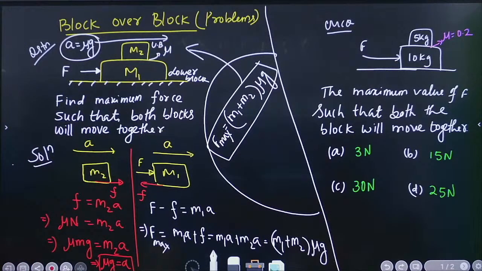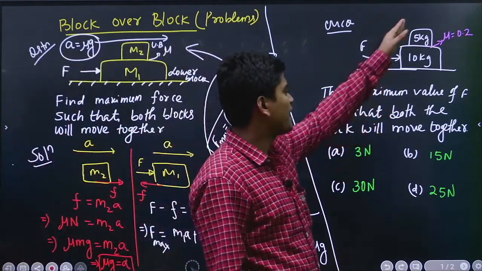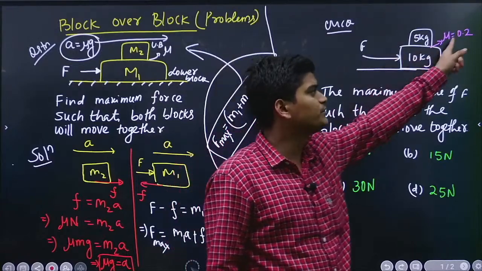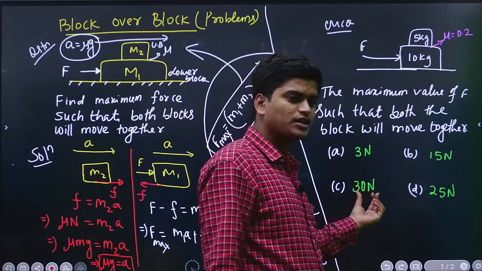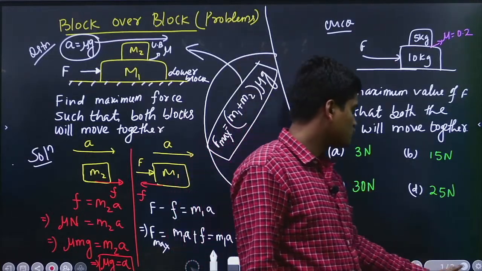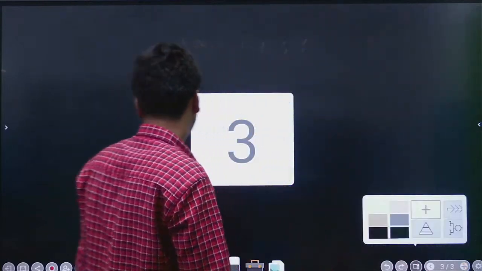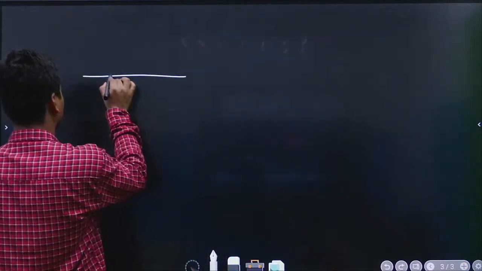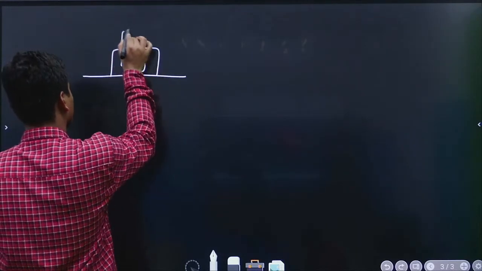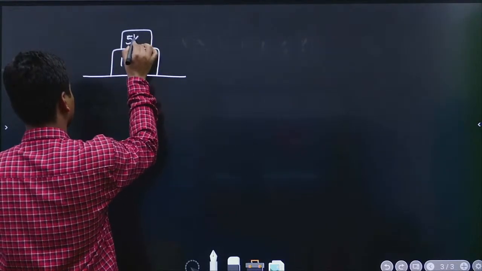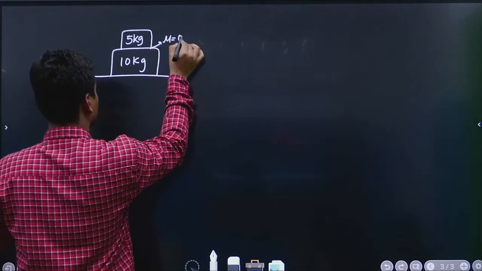Yes or no? Now just understand another thing here. Here also you did the same thing: a 5 kg and a 10 kg block are there. Mu is given as 0.2. Now what is the maximum force here? 30 Newton. Okay. Now suppose the same case you take: this one is 10 kg, and this one you take 5 kg. The coefficient of friction is 0.2.